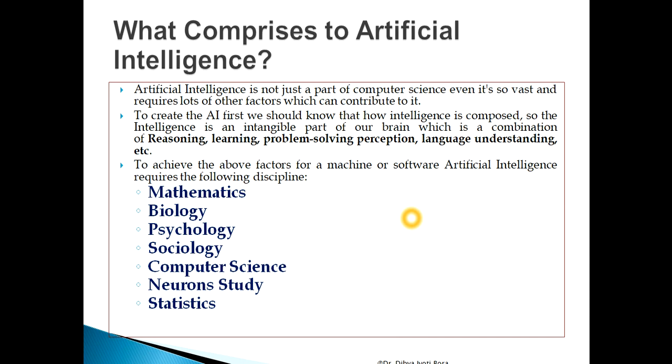This is part two of the lecture series on the introduction to artificial intelligence and its different applications. You have seen in the last class what comprises artificial intelligence: mathematics, biology, psychology, sociology, computer science, neuron study, statistics. Maybe other disciplines may exist, but these are the main important areas which contribute towards developing a model based on artificial intelligence.